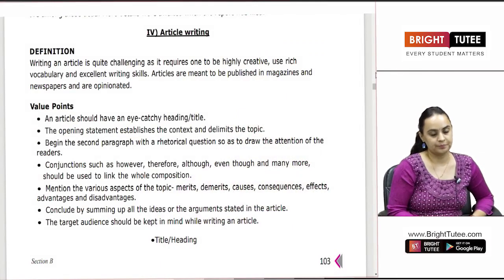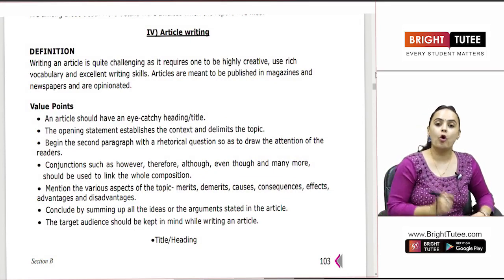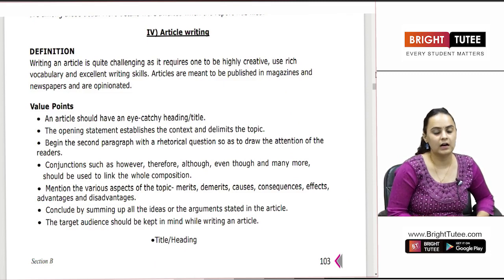Hello dear students, welcome to another lecture, and in this lecture we are going to begin with another topic for the writing section, which is article writing. Now articles, just like reports, are long pieces of work, so they are written under the long section.